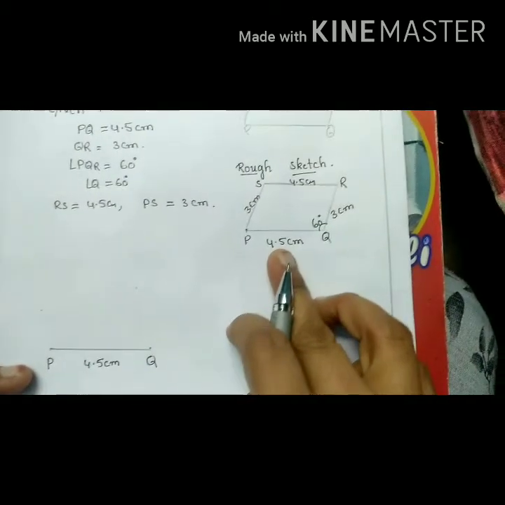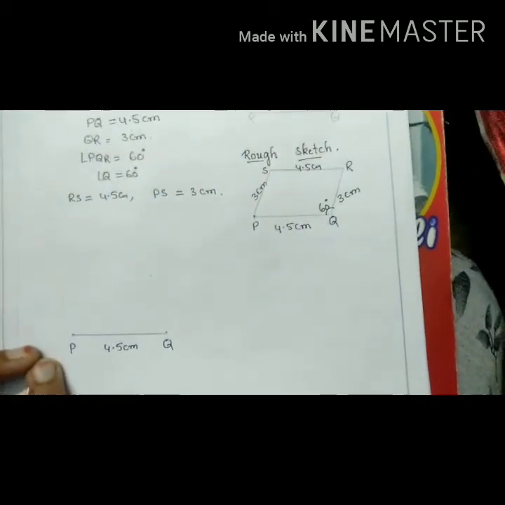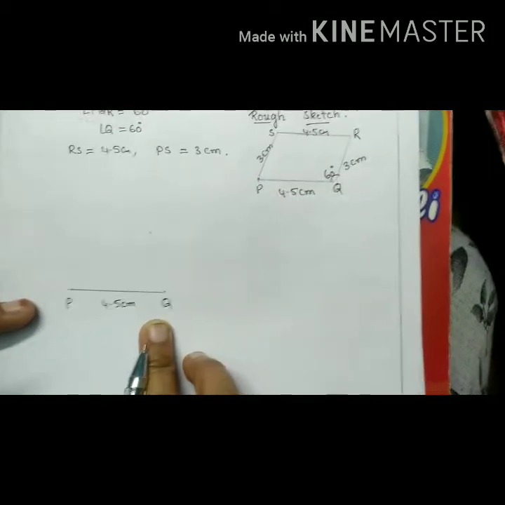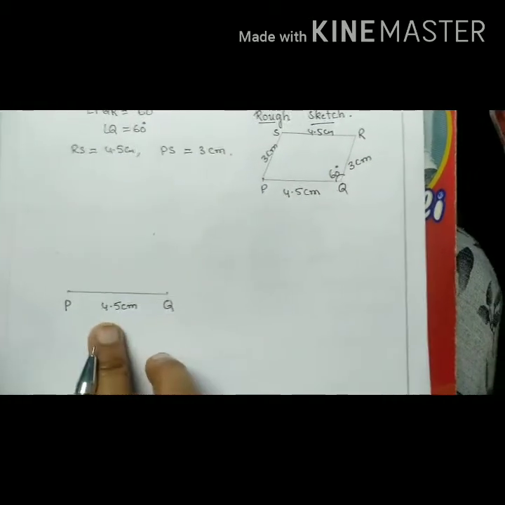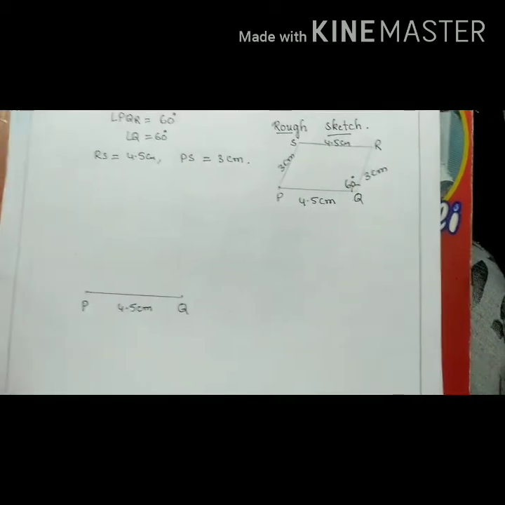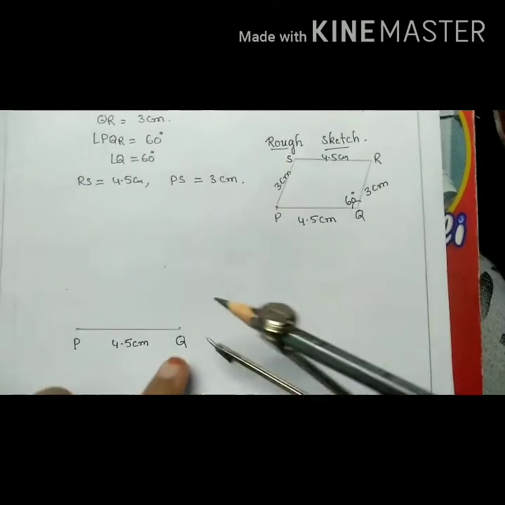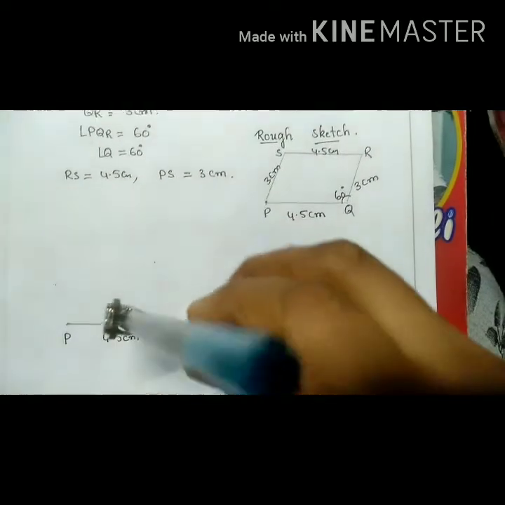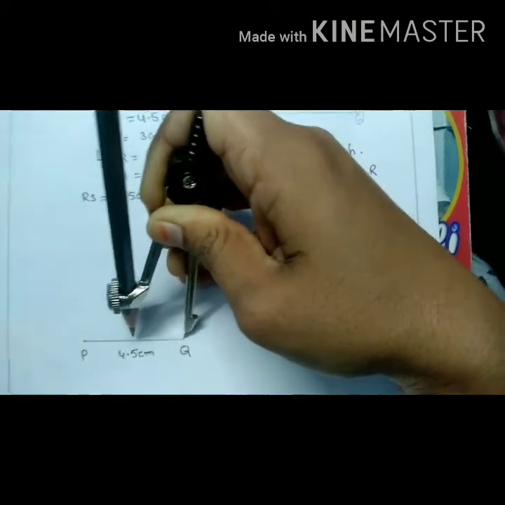The first step is to draw a rough sketch. The second step is to draw a line segment PQ with a length of 4.5 centimeters. Okay, next, because the angle Q is given, with the center Q, take some radius. No need for half or more than that, just take some radius.